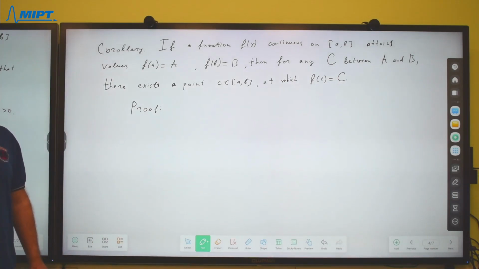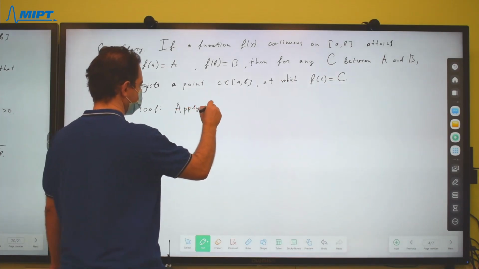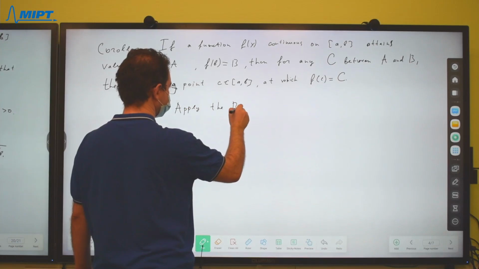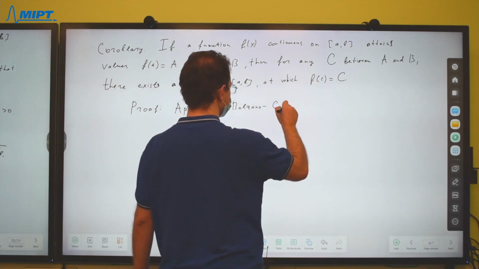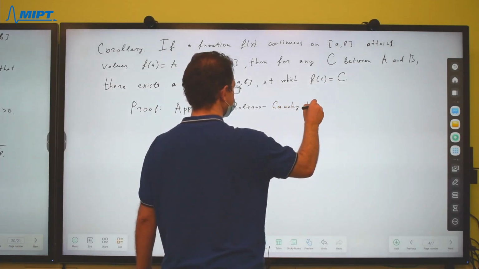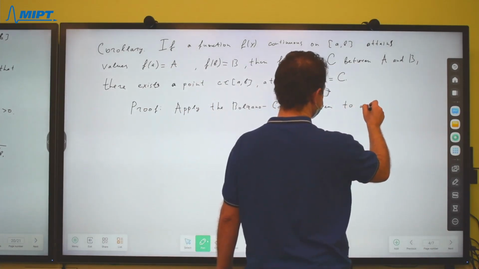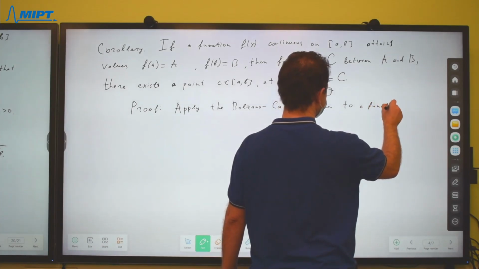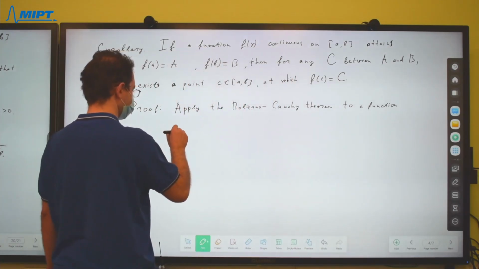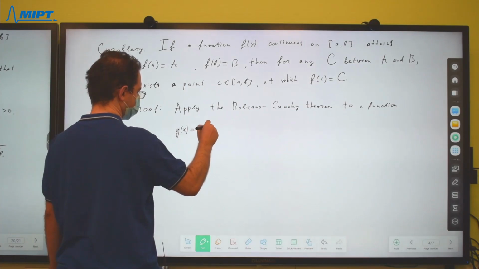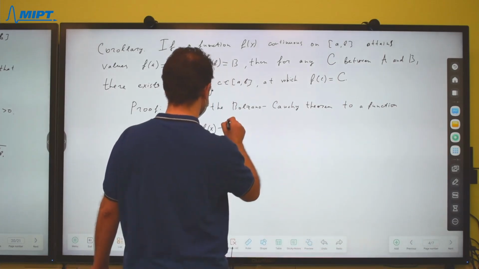Proof. Let's just apply the Bolzano-Cauchy theorem to a function g of x equals f of x minus capital C.